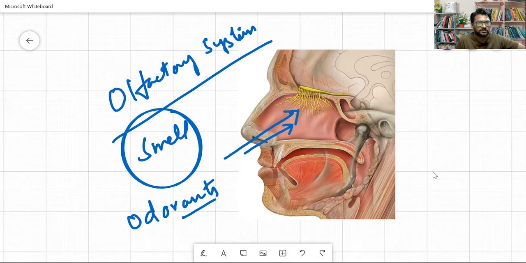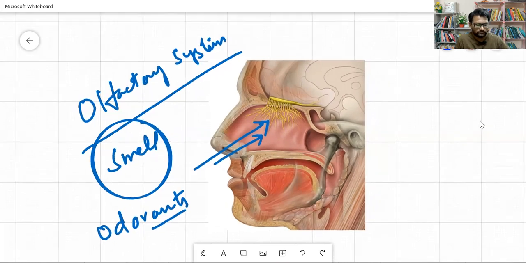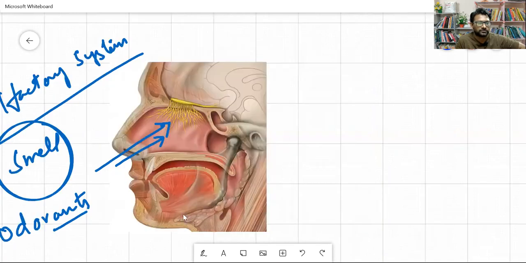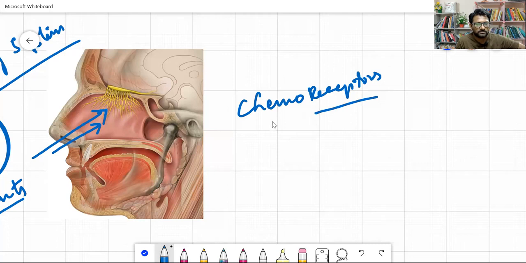So olfaction is physiologically related to gustation, the sense of taste, because of its use of chemoreceptors. So here also we use chemoreceptors, receptors which actually detect the chemicals. They are called chemoreceptors.